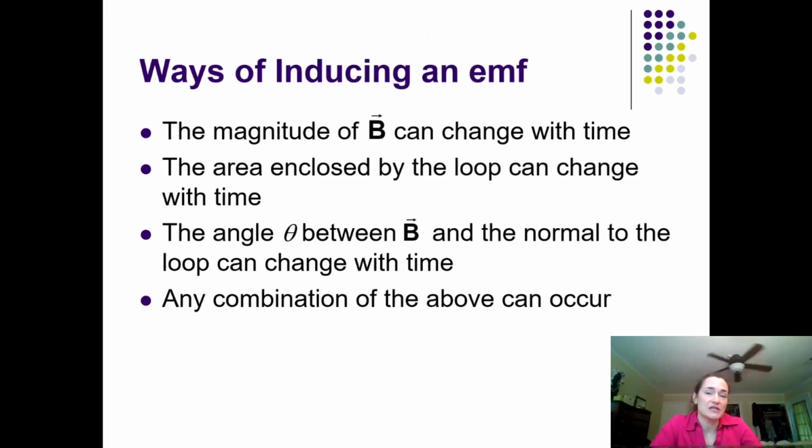Now, you can induce an EMF in many different ways. First of all, you can change the magnitude of your magnetic field with time. Second, you can change the area of your loop with time. And third, you can change the angle, theta, between B and the area vector with time. If you do any of those things, then you'll induce an EMF. And you can also do some combination of those things, and you can induce an EMF.